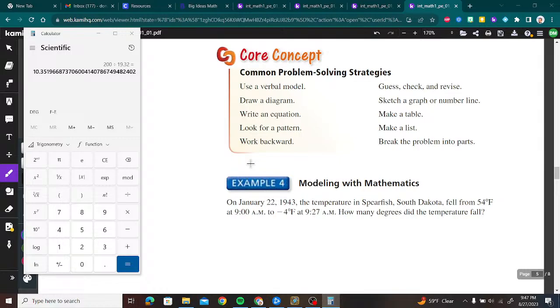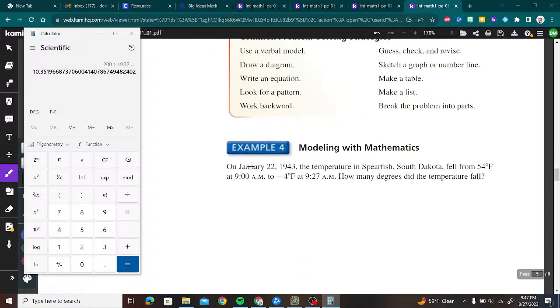On January 22nd, 1943, the temperature in Spearfish, South Dakota fell from 54 degrees at 9 a.m. to -4 Fahrenheit degrees at 9:27 a.m. Wow. How many degrees did the temperature fall? Okay. So I'm going to use a verbal model here.